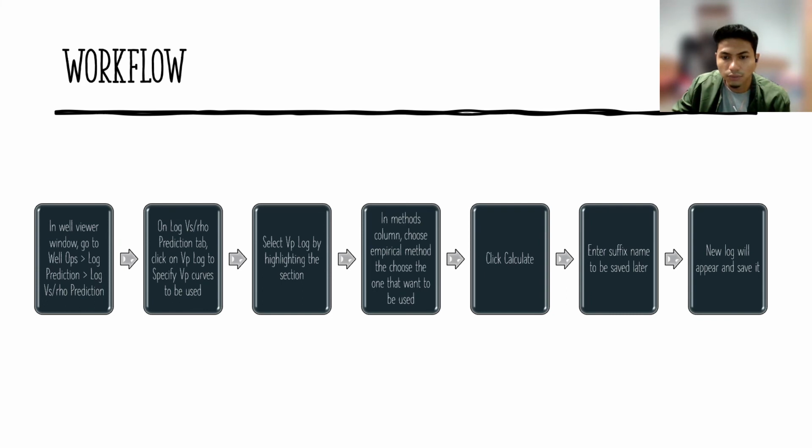So in this workflow, we choose Greenberg-Castagna for the calculation, and we just click calculate, and then we put the suffix name, which is the VS name, to save as a new log in our well, and it will appear in our well, and it will be discussed in the result after this.